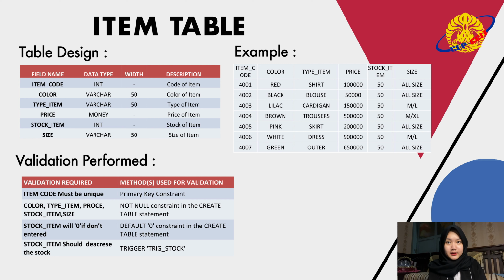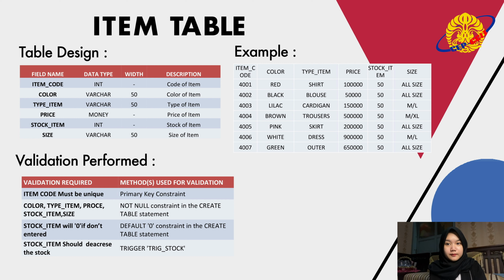First, about the item table, we have a table design, validation perform, and example. In table design, we have an item code with an int data type, a color with a varchar data type, type item with a varchar data type, price with a money data type, stock item with an int data type, and size with a varchar data type. In validation perform, we have item code as a primary key constraint, and color, type item, price, stock item, and size as not null in the create table statement.